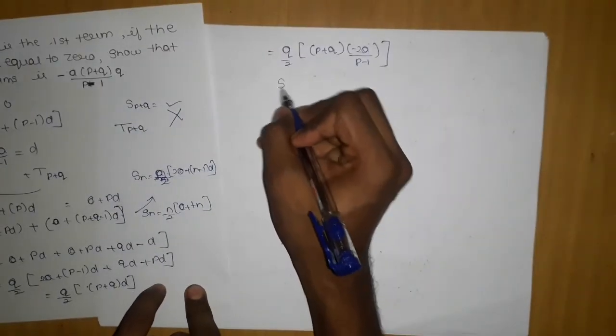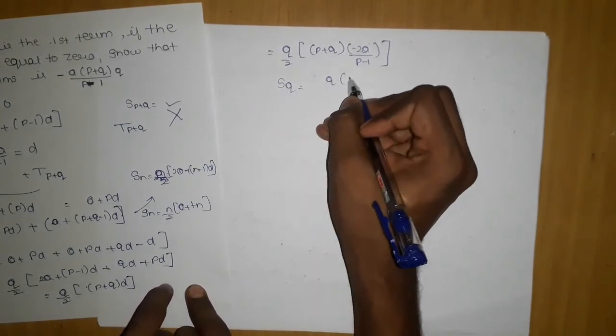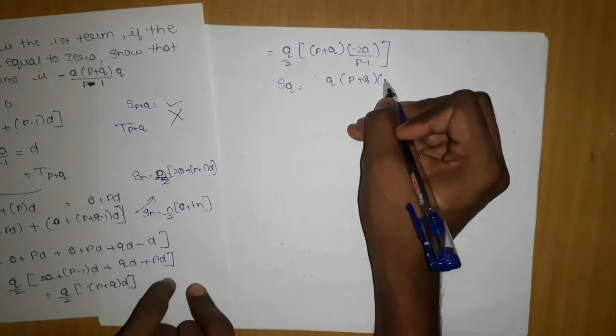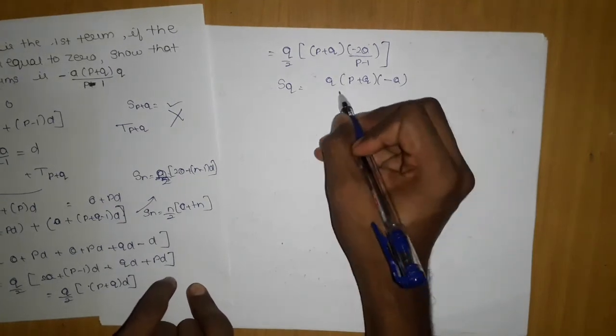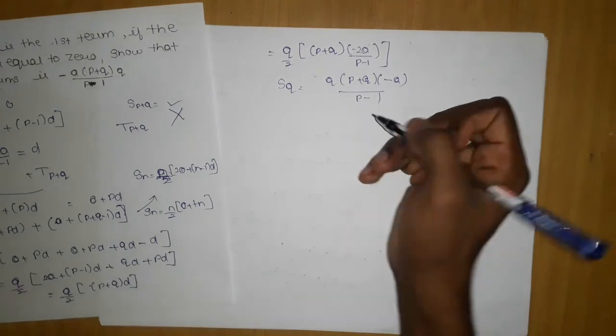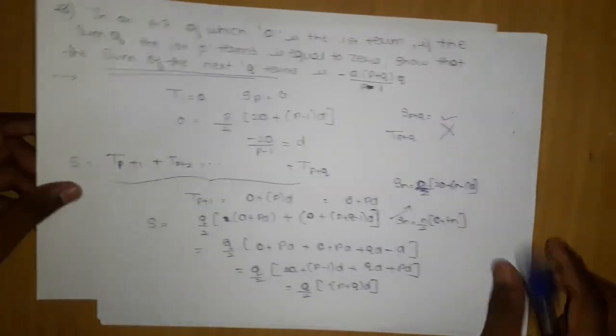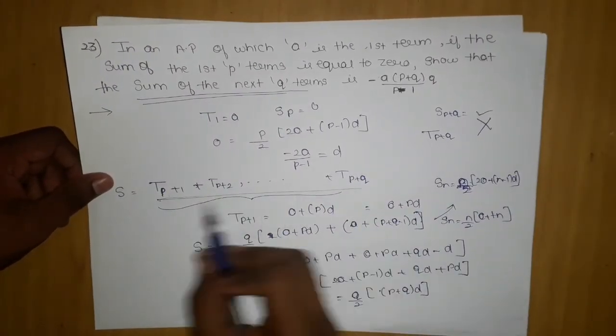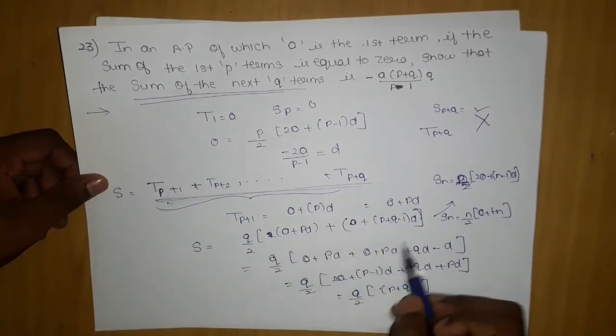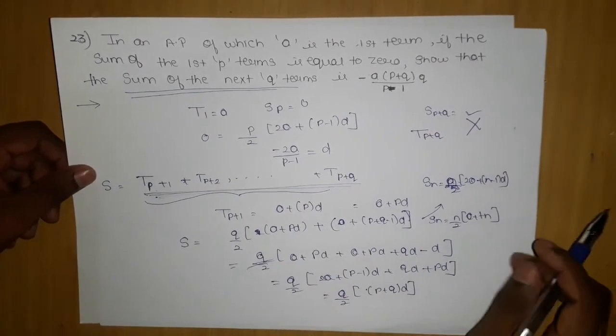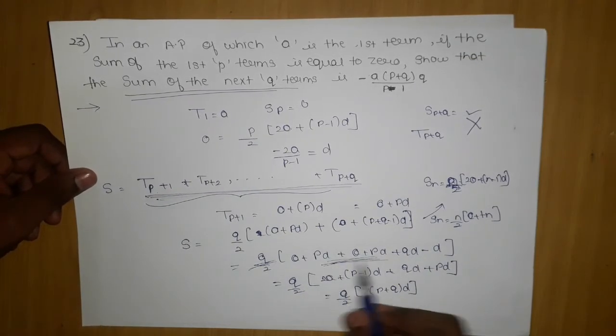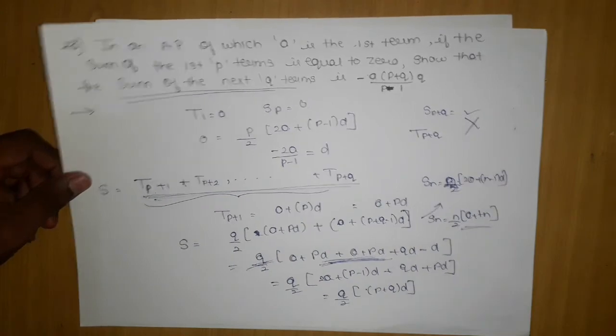So what we are getting is the sum of the next few terms as q into (p plus q) into minus a upon (p minus 1). Okay, which was the required thing, and hence we have proved it. Hope you have understood: the trap here is that you should know this, and you should never get into the illusion that there are p plus q terms. One more thing, your aptitude should be strong to use this formula instead of the other. Although you will get the same answer, it will reduce your time, and time is a very important factor in the exam. Now let's move on to the next question.